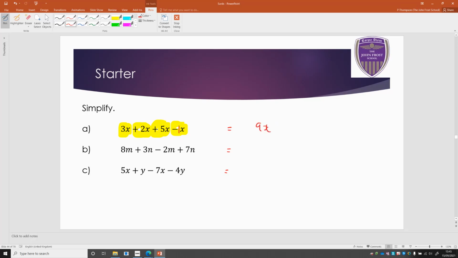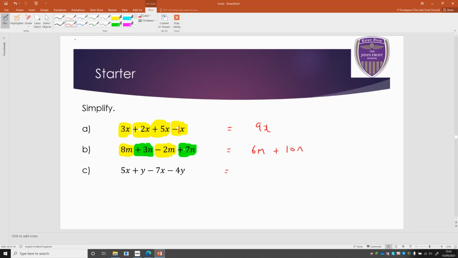This is 9x. This one, part B, you've got a mixture of m's and n's. So look at the m's, remember, and the sign in front. 8m minus 2m is 6m. And look at the n's, you've got 3 plus 7, which is positive 10.